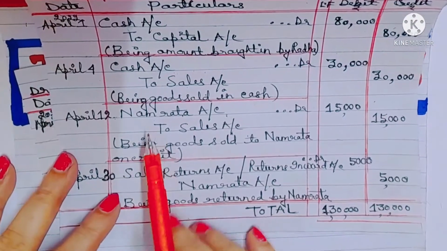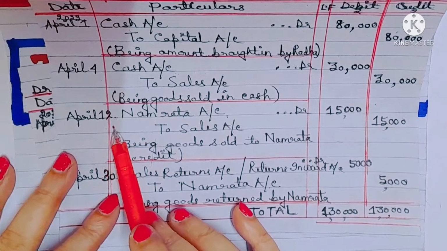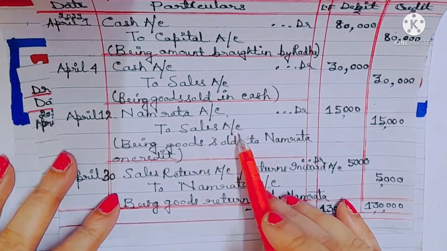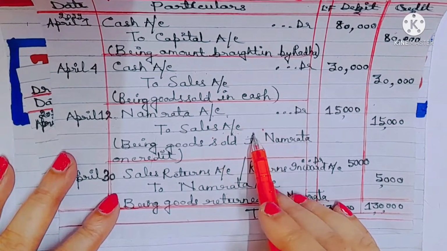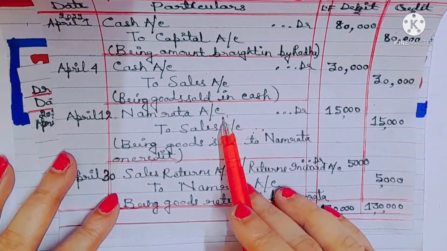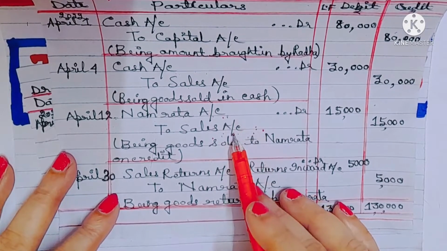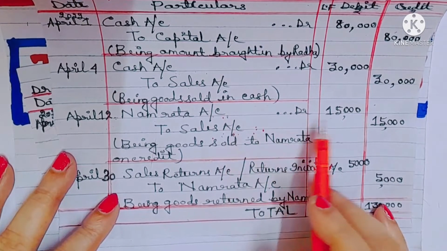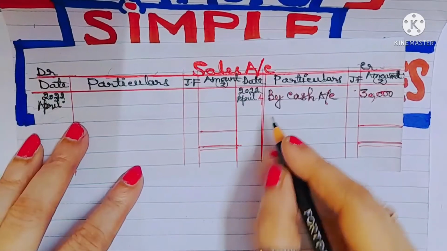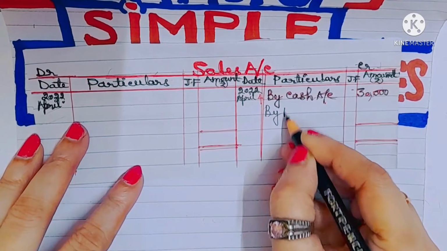Now see here, on 12th April, Namrata account debit to sales account. Sales account is on the credit side. So what is the position of sales account? Since sales account is on the credit side, Namrata account will also be on the credit side in the sales account. So what is the amount? 15,000 and date is 12th April. Let's do it. By Namrata account.